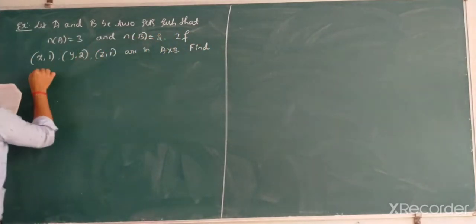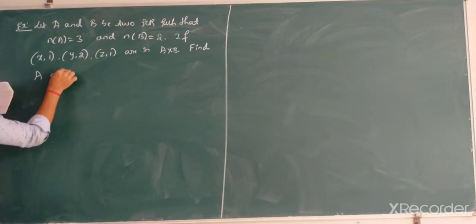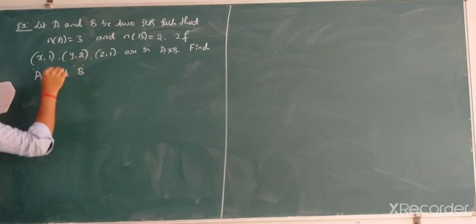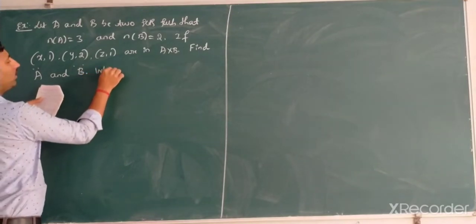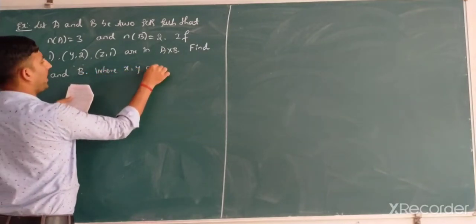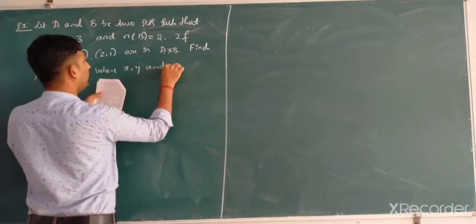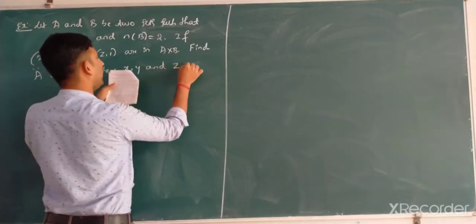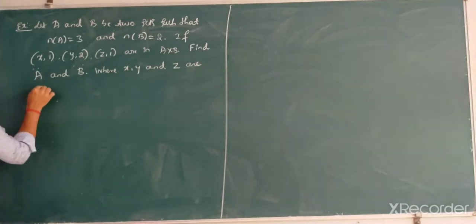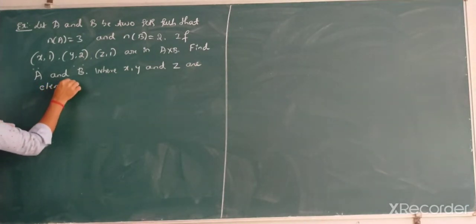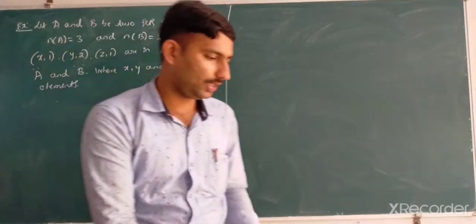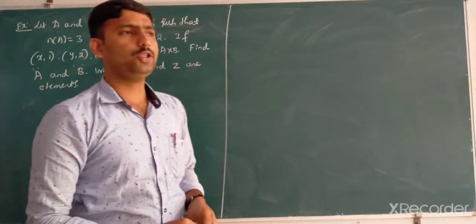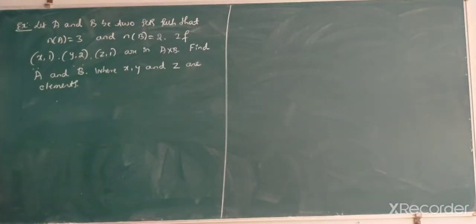Find capital A and capital B, where x, y and z are the elements. Our job is to find A and B, or find the value of A and B.